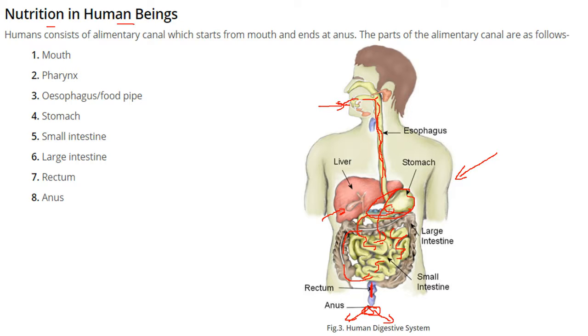After this, when the carbohydrate, fat and protein have been taken out, the food is sent to the large intestine. After that, the undigested food comes out of the anus as excreta.